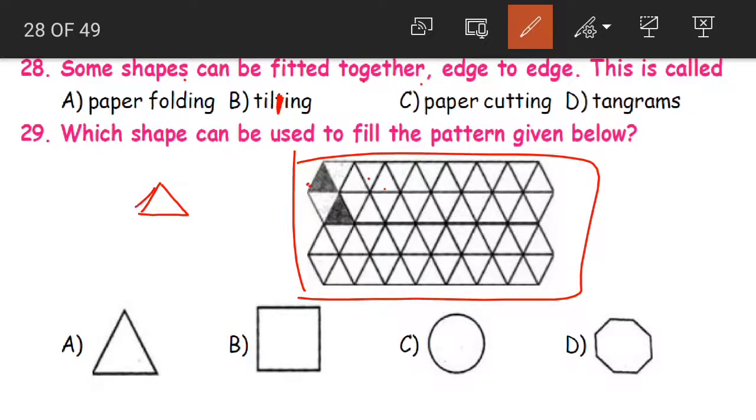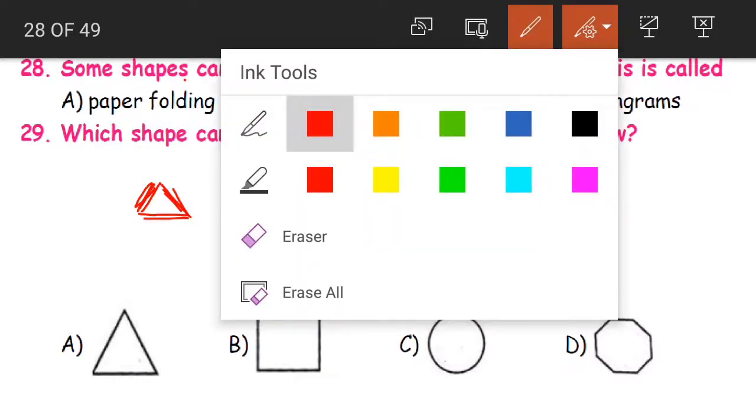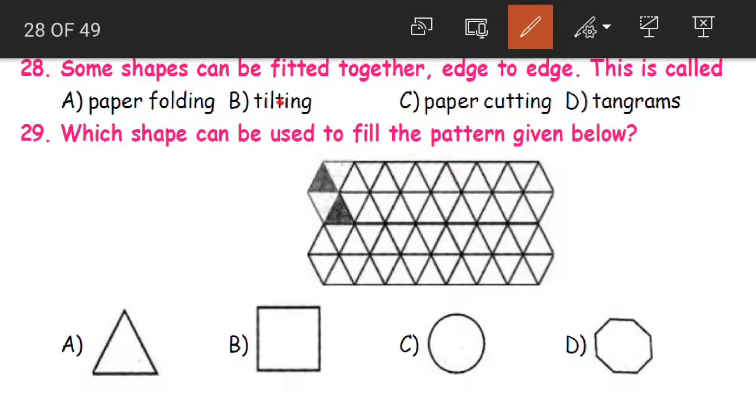What is the edge? Edge is nothing but this one, the side, the lines. So side by side we have placed all these patterns or shapes side by side. So what is this called as? This is called as tilings or tessellations. Yes. So option B, tiling, becomes our correct answer.